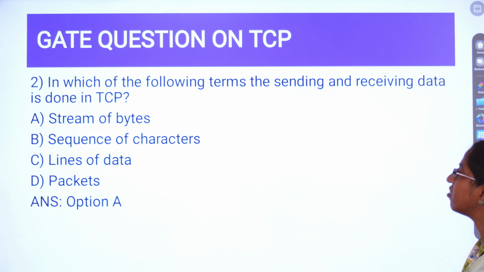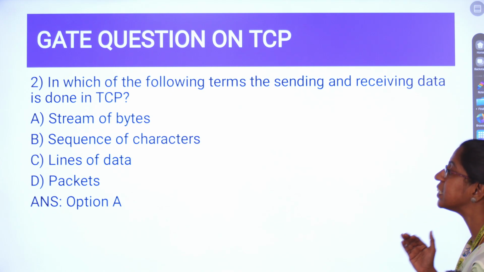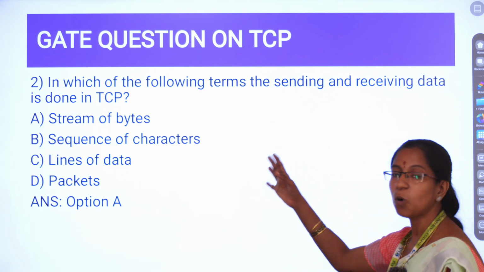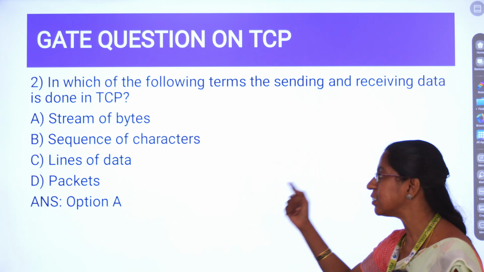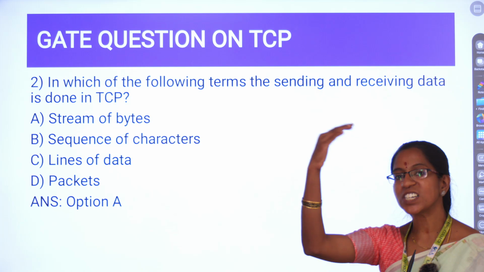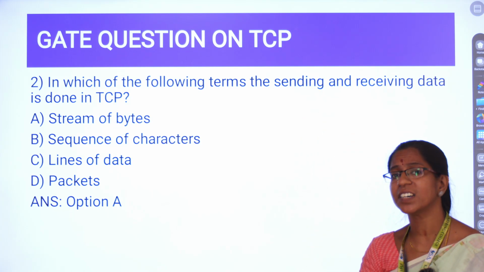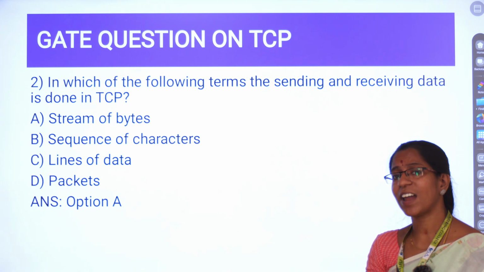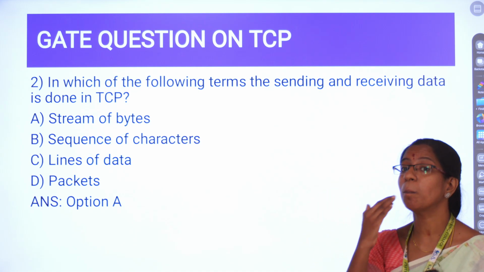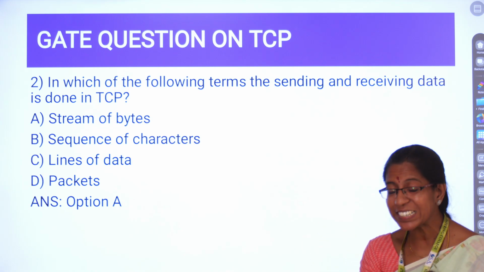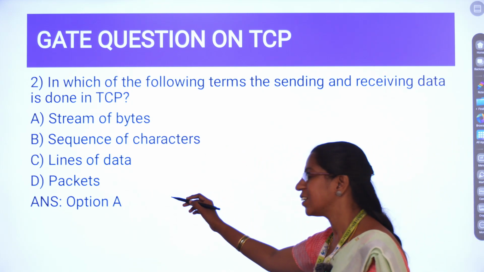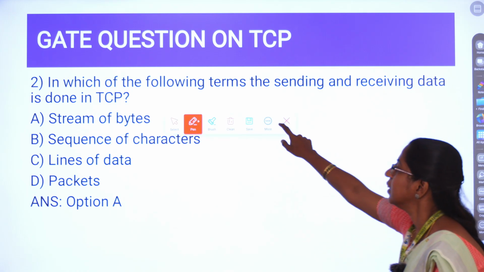So we are moving to the next question. In which of the following terms is sending and receiving of data done in TCP? We have four terms: stream of bytes, sequence of characters, lines of data, and packets. As already discussed, from the application layer to the transport layer, an unlimited amount of data is transmitted. So the transport layer receives all the data in terms of streams of bytes. TCP means streams of bytes, UDP means packets. So the right answer is streams of bytes, option A.